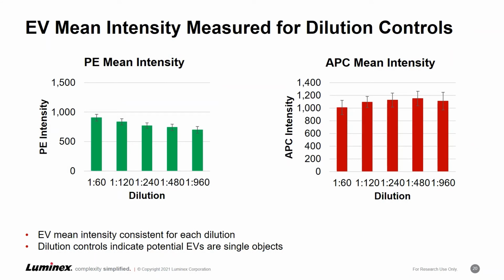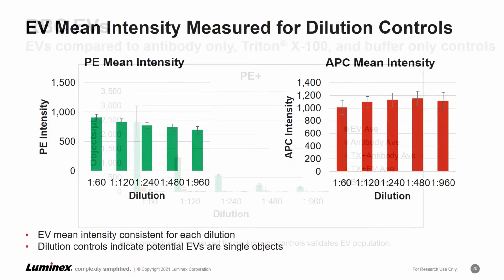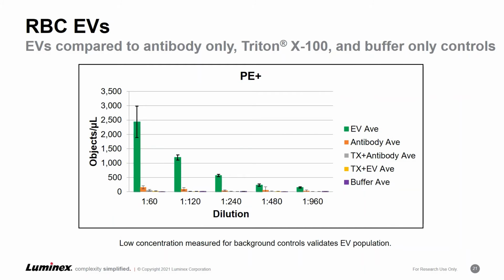Additionally, the EV mean intensity was measured for the dilution controls. For both PE and APC, the EV mean intensity remained consistent for each dilution. The dilution controls shown here indicate that the potential EV population consists of single objects. In EV research, controls and dilutions are just as important as your samples, since these help determine what is artifact or background noise and what is a true EV.